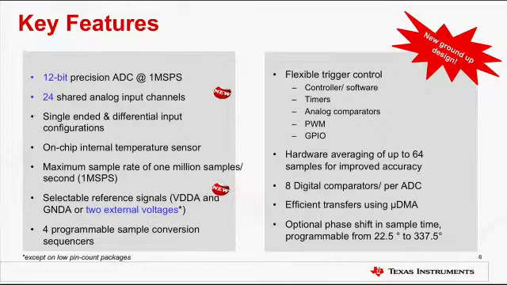The ADC modules also have a hardware averaging circuit that can be used to average up to 64 samples for applications that involve higher accuracy. Each ADC module can be triggered from the software or the processor or from other peripherals like timers, comparators, PWM, and GPIOs. There are 8 comparators per ADC module. DMA may be used to increase efficiency by allowing each sample sequencer to operate independently and transfer data without processor's intervention or reconfiguration. ADC module also features optional phase shift in sample time, and we will talk about this feature in more detail as we go along.